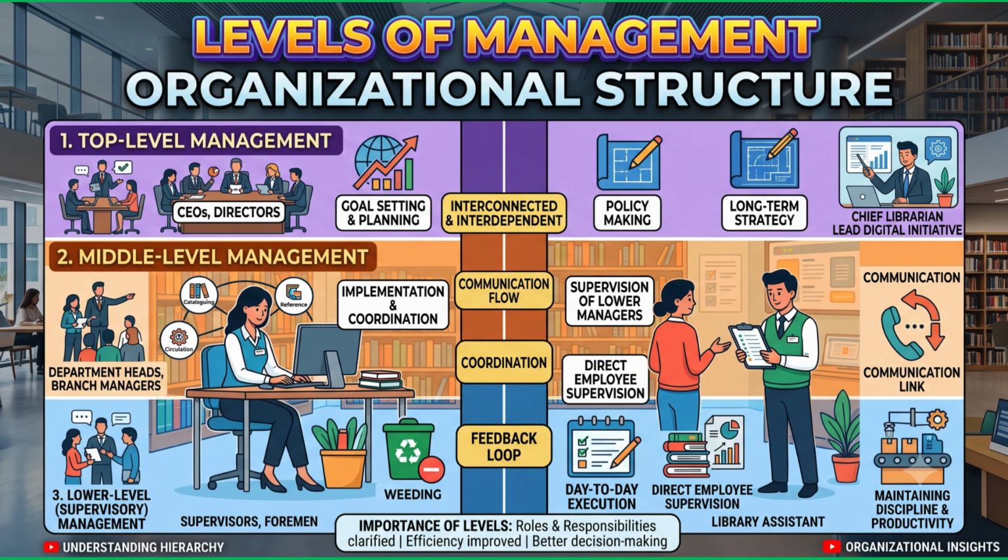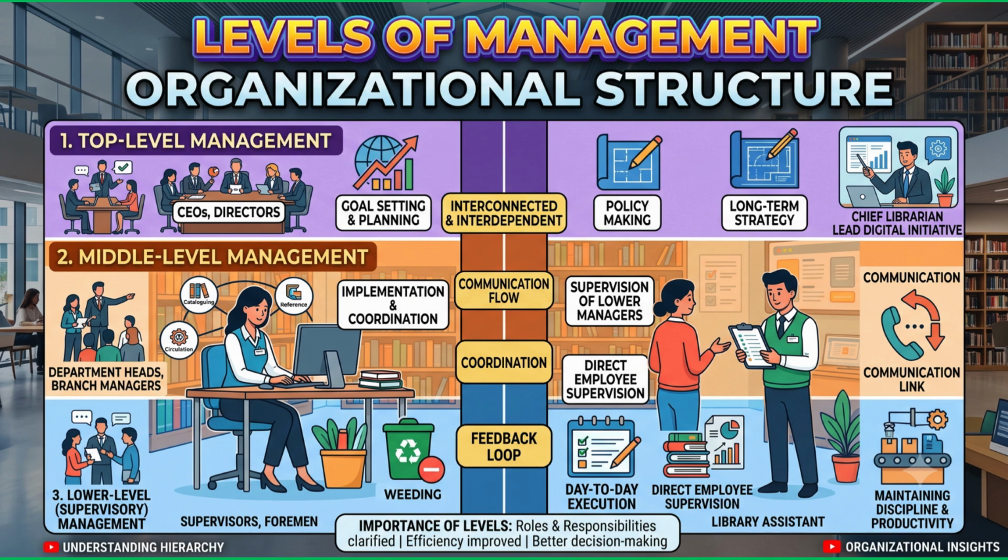For example, in a university library, the chief librarian or director decides policies regarding digital transformation, budget allocation, and expansion of services. Functions of top-level management. Top-level managers are mainly involved in planning and policy making. They set objectives, establish rules, and guide the overall functioning of the organization. They also represent the organization in external matters and ensure coordination with other institutions or stakeholders.